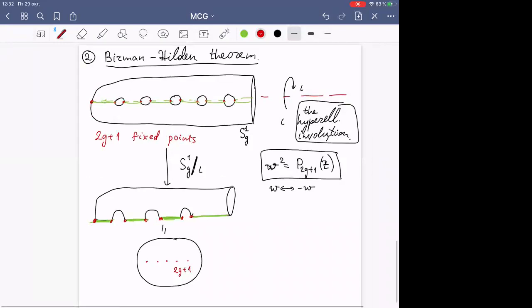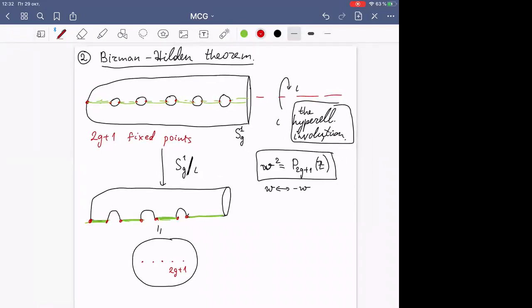So it is not surprising that the homeomorphisms of the original surface are related with braids on 2G+1 strands. More precisely, we need to consider not all homeomorphisms, but only those which commute with the hyperelliptic involution. So let us introduce notation.